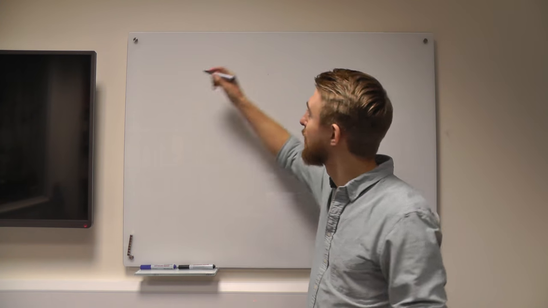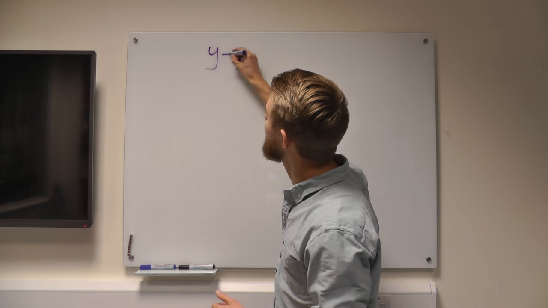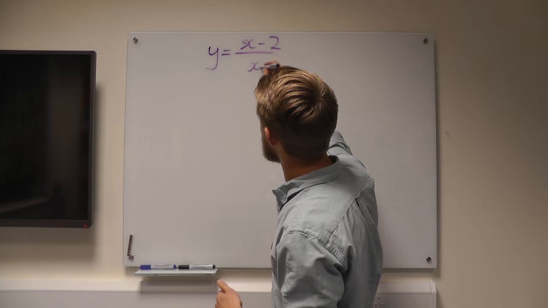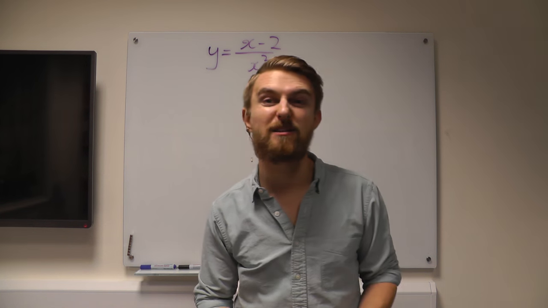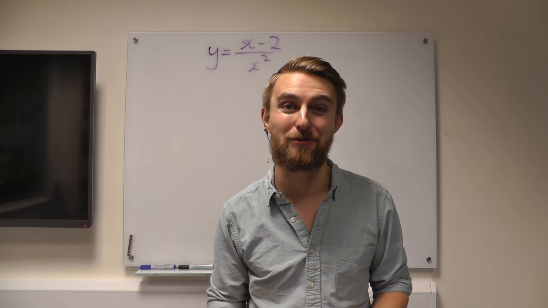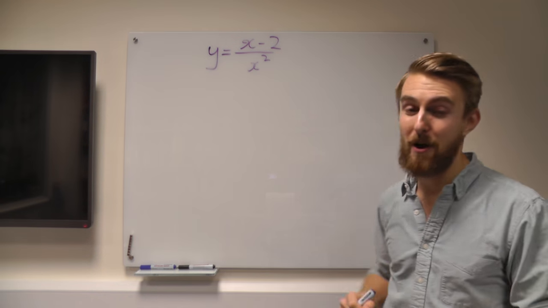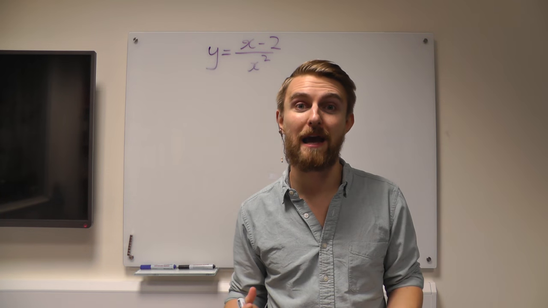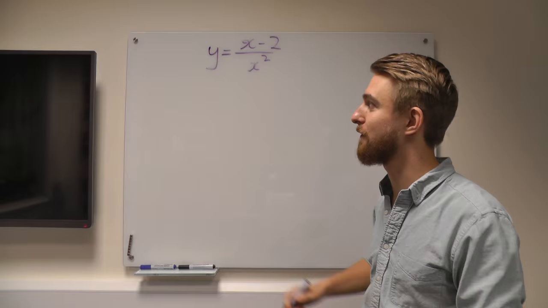We're going to have a look at the function y equals (x minus 2) divided by x squared, okay? And I expect that most of you probably don't have a picture in your mind of how this thing's going to look straight away. So the next five aspects are things that you're going to use in order to work out how this function should look on a graph.